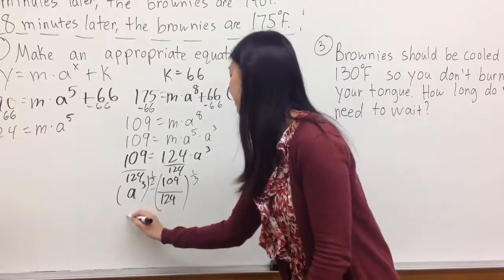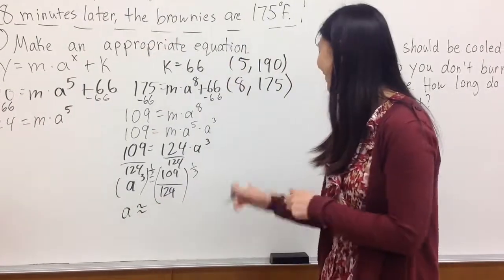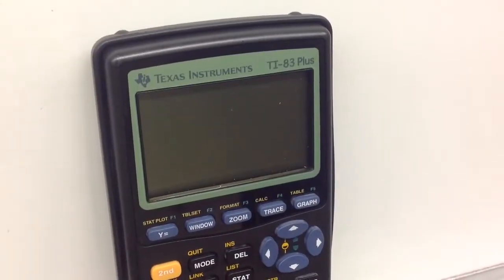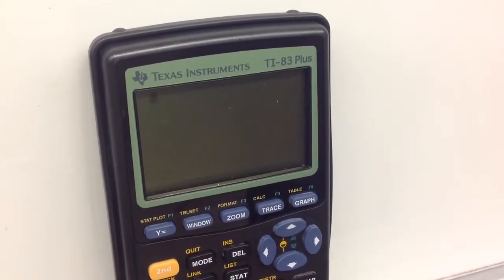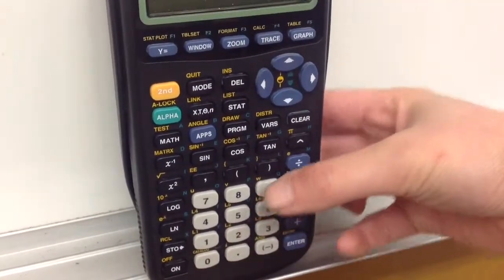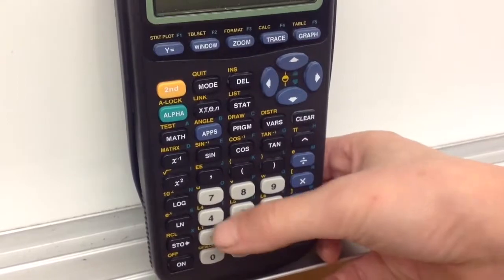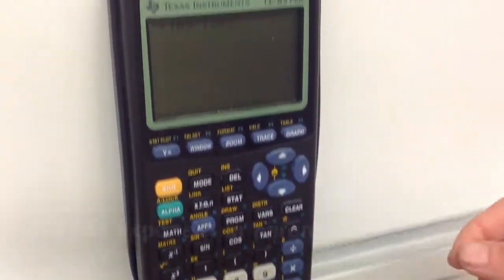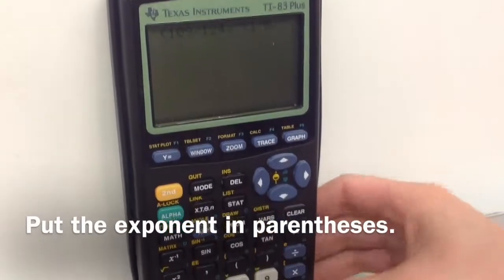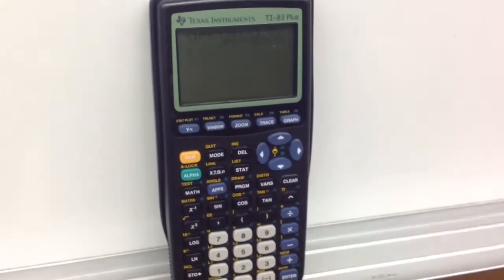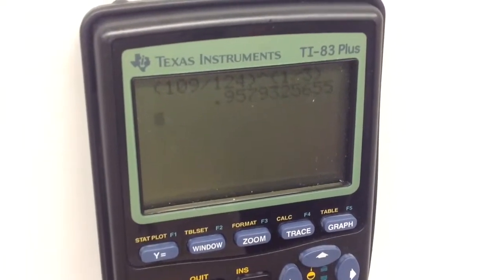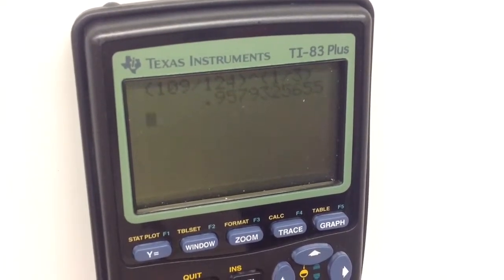So we're going to actually need to put this into the calculator, and let me show you how to do that. If you looked at what I had before, I had parentheses in there. So I'm going to put parentheses and then 109 divided by 124, and it's all to the 1/3 power. It's really important when you put it to the 1/3 power, you put parentheses around the exponent, and that's going to give us our answer. So that looks like about 0.96. So that's what I'm going to round to. I'm just going to take 2 decimal places to make it 0.96.